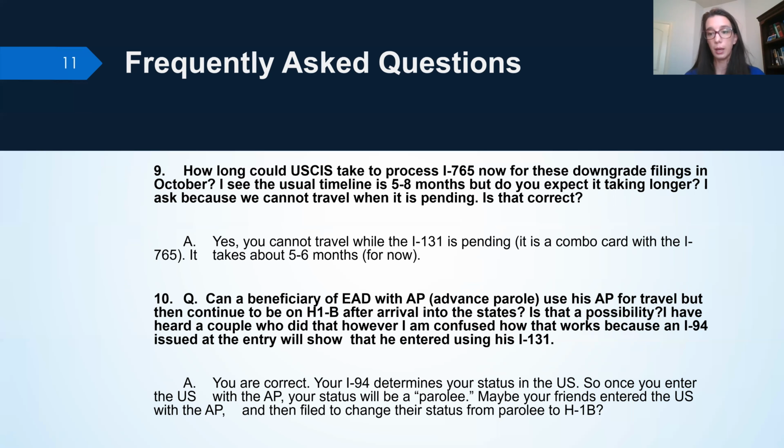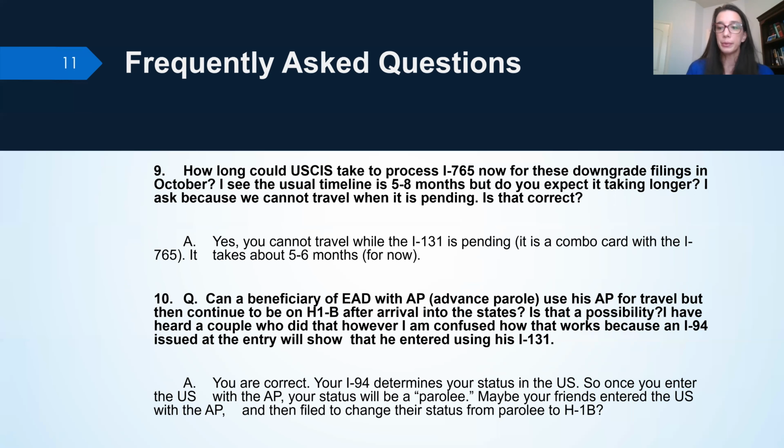Yeah, so it is confusing because, you're right, whoever asked that question. I already mentioned that when you enter the United States with your I-131, you will be admitted as a parolee. So your I-94 will not state H-1B anymore. Now, if you enter with your H-1B, of course, that's gonna be your status. So when you enter the United States, that's what determines your status, the I-94.